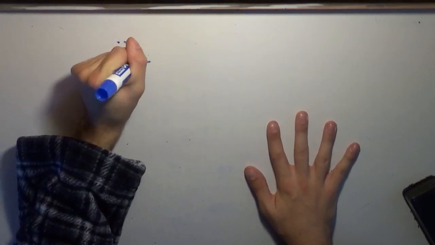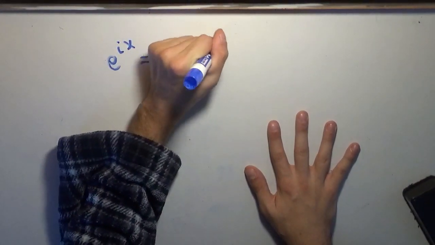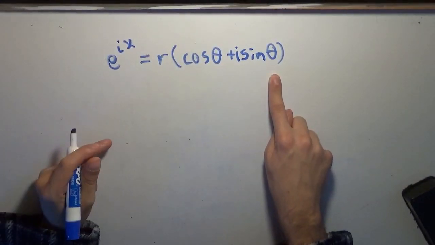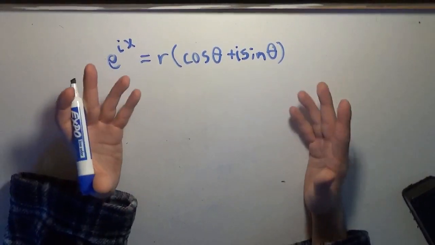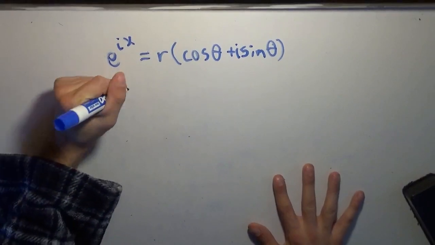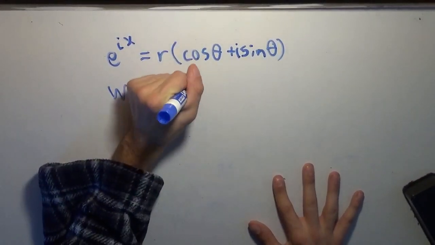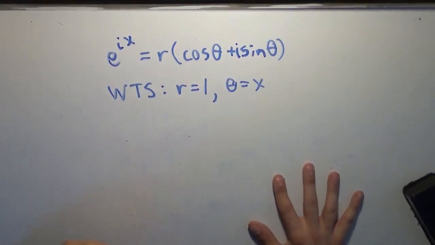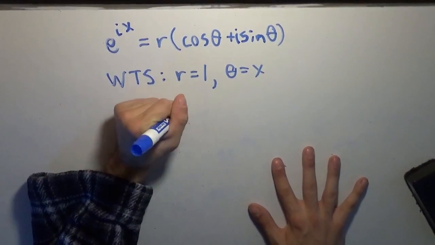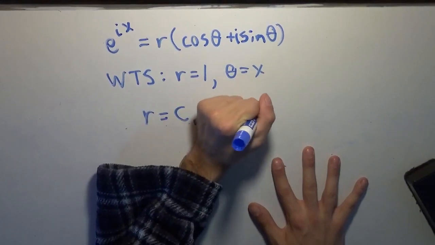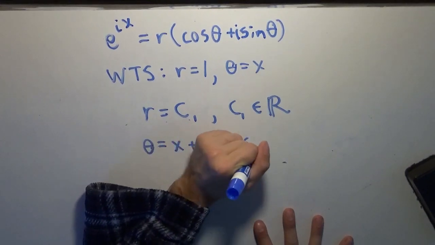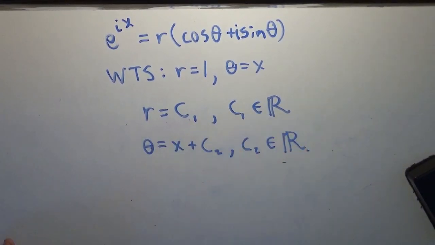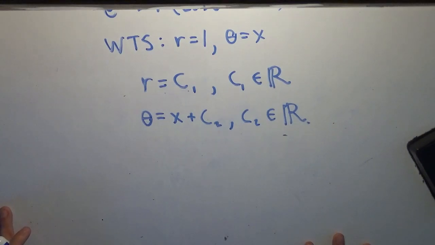So we started from the fact that e to the ix must equal some complex number, which can be represented in this way, as some number that lies on the unit circle times some distance from the unit circle, which is a scalar multiple, so that you could make it as large or as small as you want. And we want to show that r equals 1 and theta equals x. And so far what we have is that r is equal to some constant, c1, where c1 is a real number, and we've shown that theta is equal to x plus some constant c2, where c2 is also a real number. Now, how do we prove that c1 is 1 and that c2 is 0?